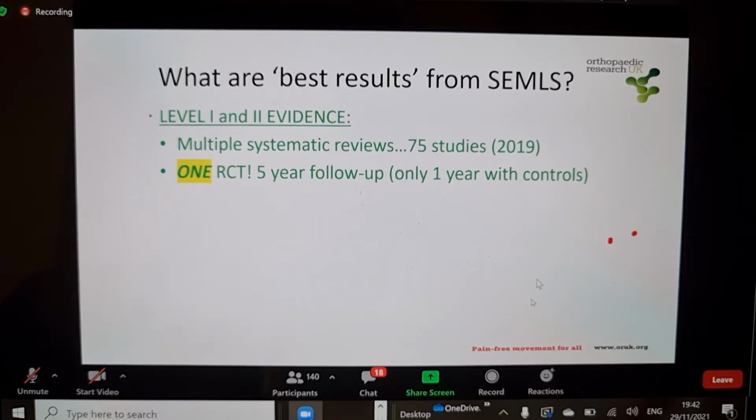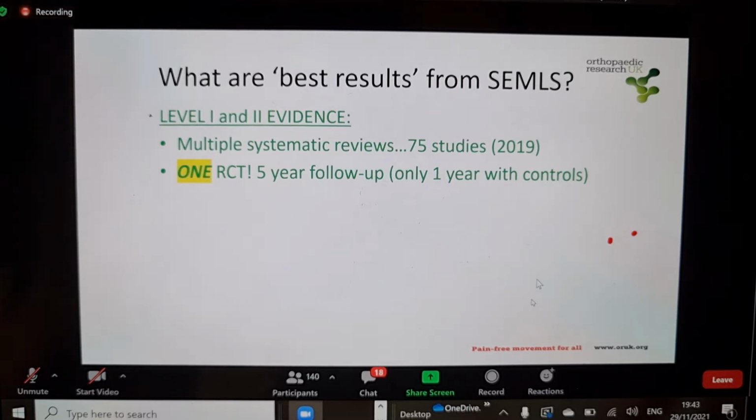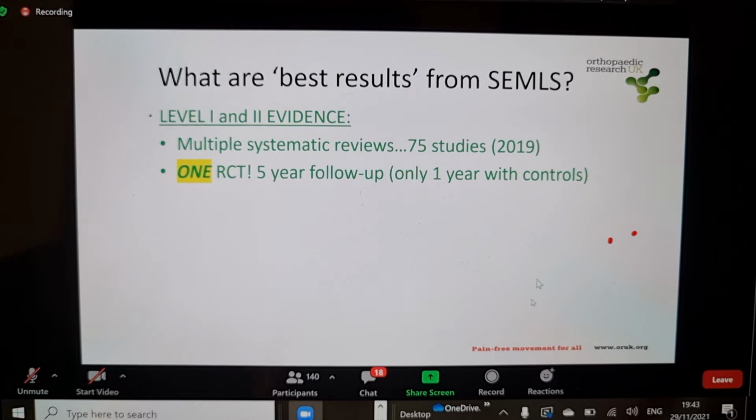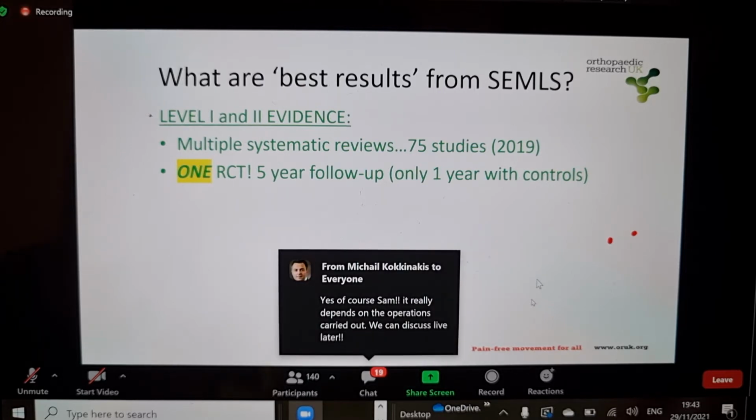But I said the Oxford group said the best results. Well, what are the best results exactly? I said there are lots of level 4 evidence showing that orthopedic surgery is effective at changing gait. But what about level 1 and level 2 evidence? So here we're looking at systematic reviews, of which there are lots actually, and I'm going to send you one after this webinar. But the problem is there is just one randomized controlled trial of orthopedic surgery as a single event surgery versus controls. If you compare that with selective dorsal rhizotomy, it's not even close.